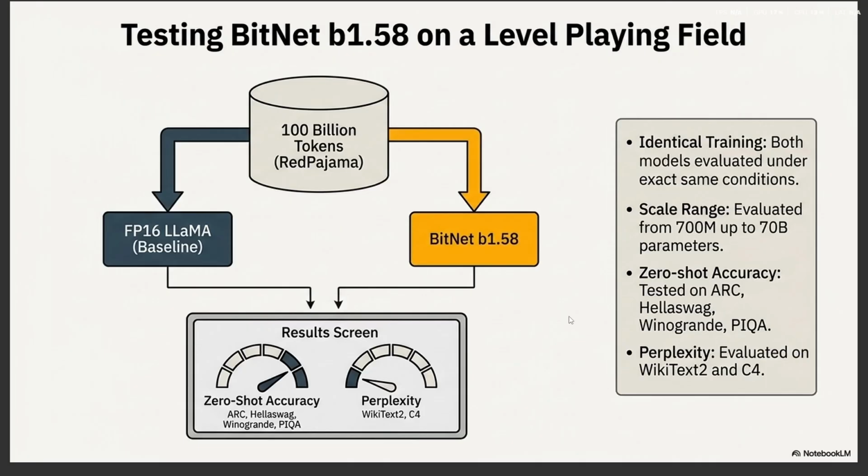The authors test the model using zero-shot benchmarks like ARC, HellaSwag, WinoGrande, and PIQA. They also measure perplexity on datasets like WikiText2 and C4. So the paper is not only checking speed and memory, it is also checking whether the model still performs well on language tasks.